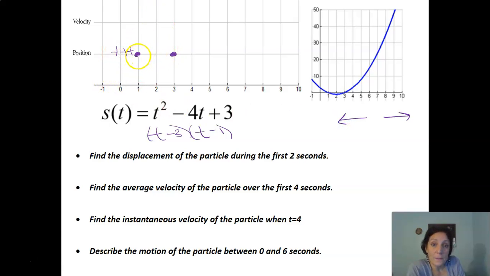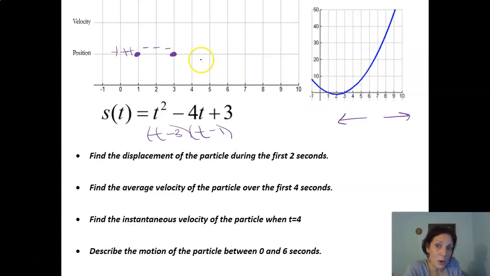At 1, it has a position of 0. Between 1 and 3, its position is negative. So look at your graph. Between 1 and 3, my position is negative. In other words, I'm to the left of my starting point.